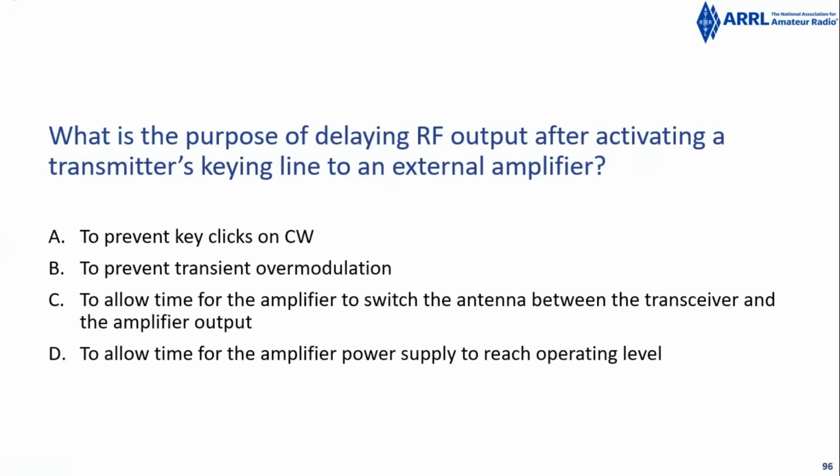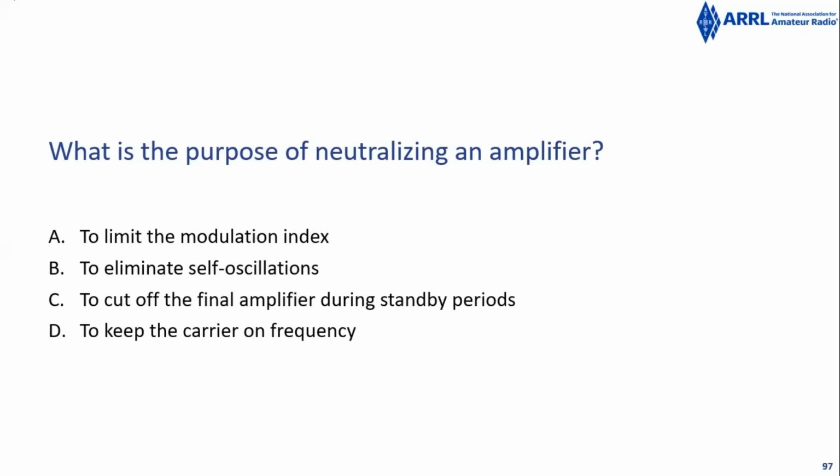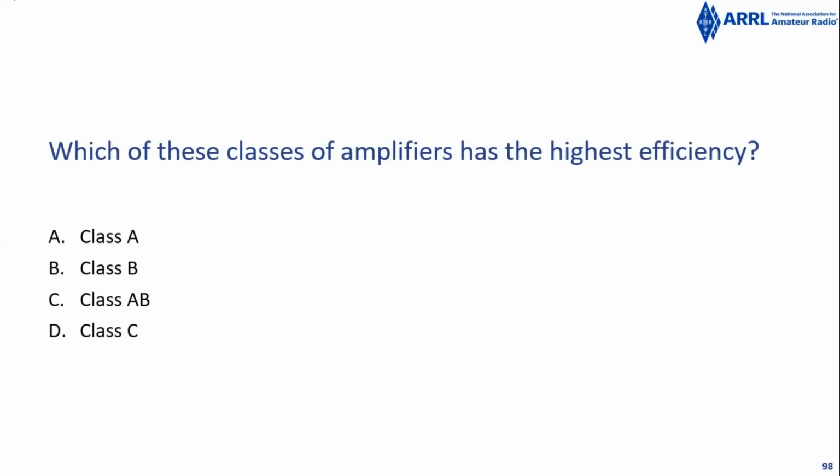What is the purpose of delaying RF output after activating a transmitter's keying line to the external amplifier? To allow time for the amplifier to switch the antenna between the transceiver and amplifier. So C. What's the purpose of neutralizing an amplifier? To eliminate self-oscillations. B. Which of these classes of amplifiers has the highest efficiency? That would be the C class, used for FM and Morse code, CW.